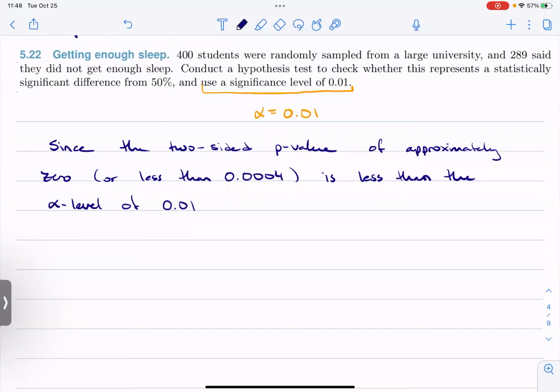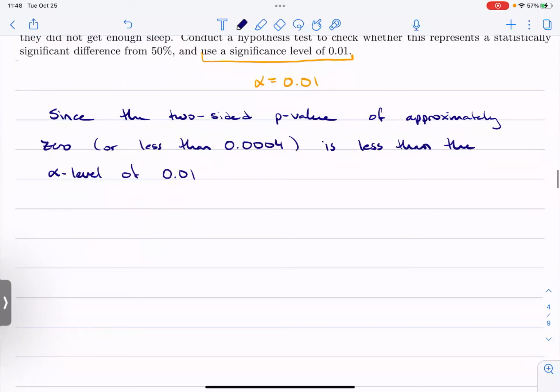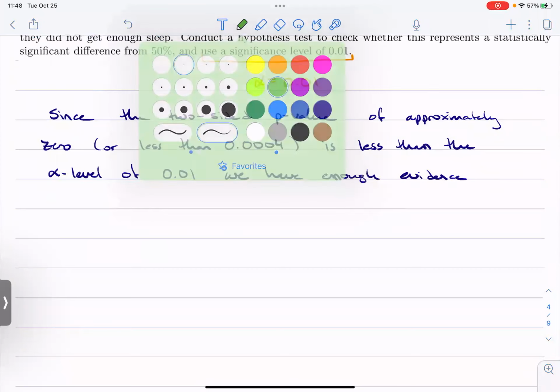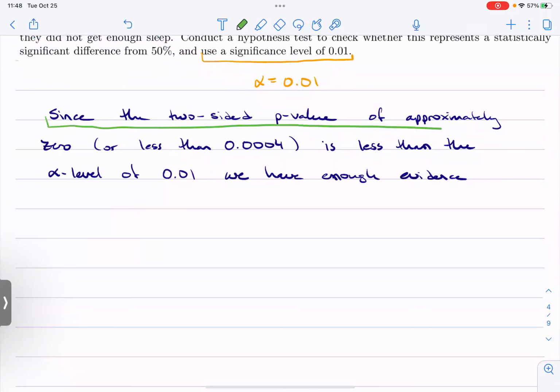If the p-value is small enough, so in this case it's smaller than the alpha level, then we have enough evidence to reject H naught. We have enough evidence. This would be part 2. Good job.